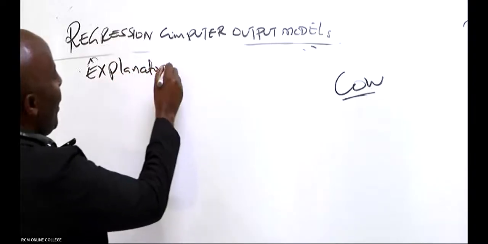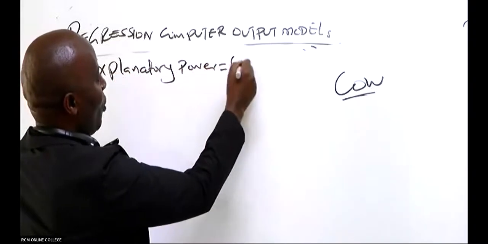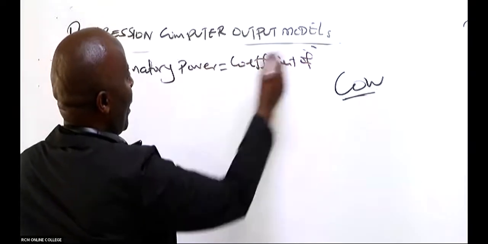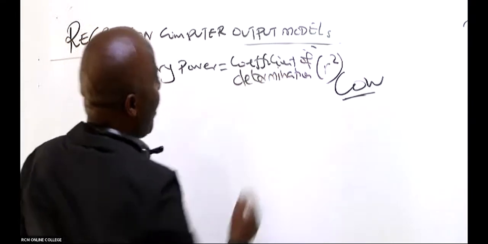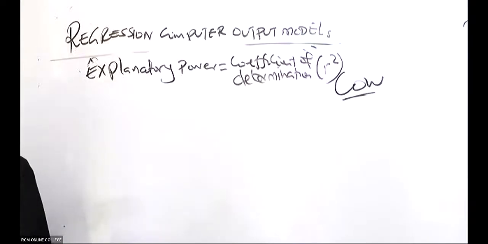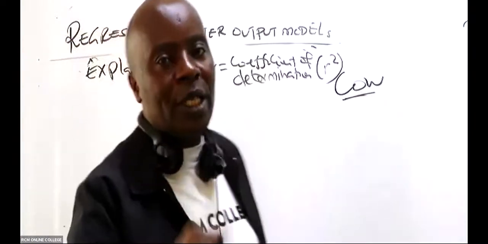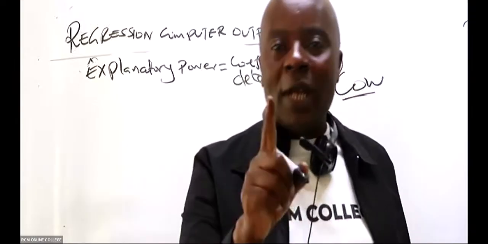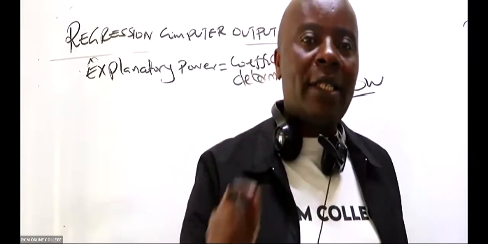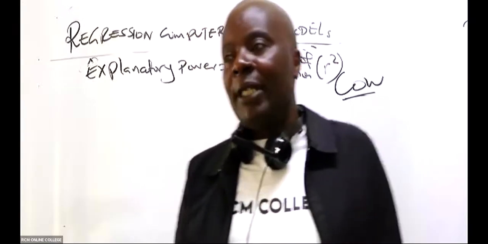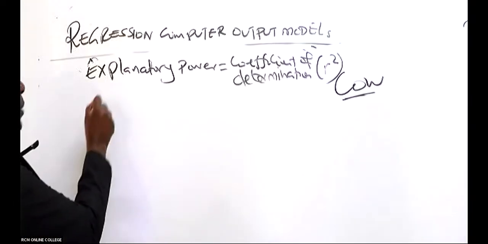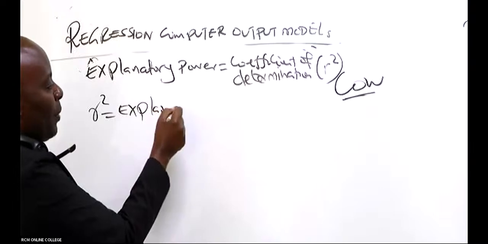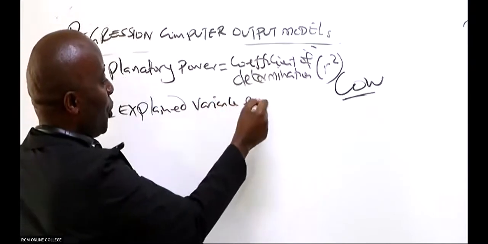Explanatory power is the coefficient of determination, which is our R squared. In most questions, the examiner will give you this R squared and then ask you to interpret it. But now here he has not given us this R squared, it is asked to calculate it. It's not a tough thing, because I know that R squared is the explained variance proportion.